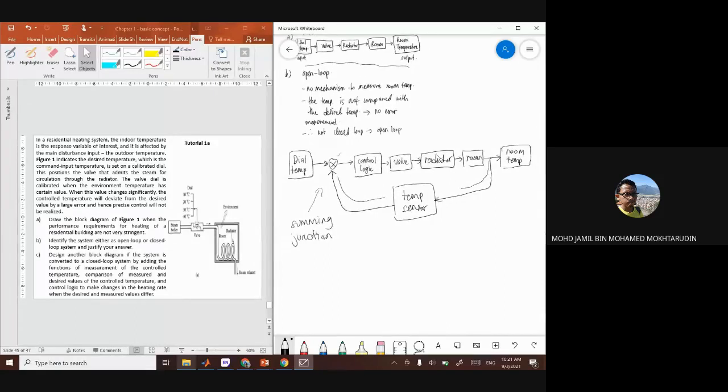So if you can draw something like this, and let's say you miss a component, if it is 5 marks, maybe you can get 4 marks, for example, if you miss one component. But if you don't have this feedback loop and summing junction, you will get an even lower mark, maybe 1 mark, even if you have all the components. So for closed loop, you must have the feedback arrow and also the summing junction.